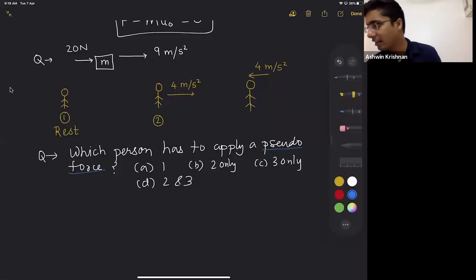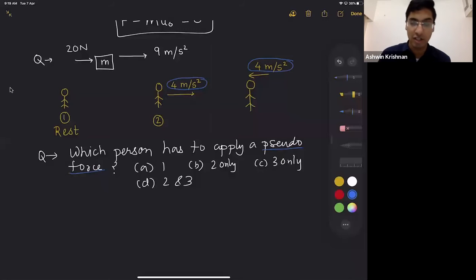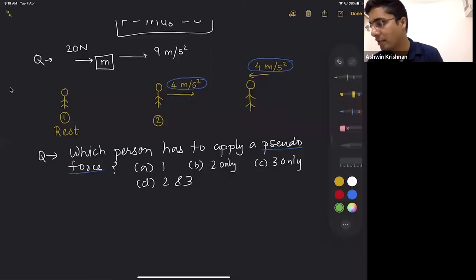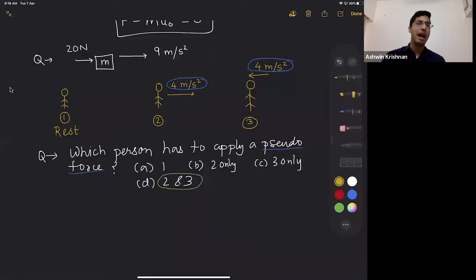Who is accelerated? It's obviously this person is accelerated because acceleration is 4 meters per second square, and this person is also accelerated in the opposite direction. So anyone who is accelerated will have to apply a pseudo force, which means the correct answer is 2 and 3. Both 2 and 3 have to basically apply a pseudo force.